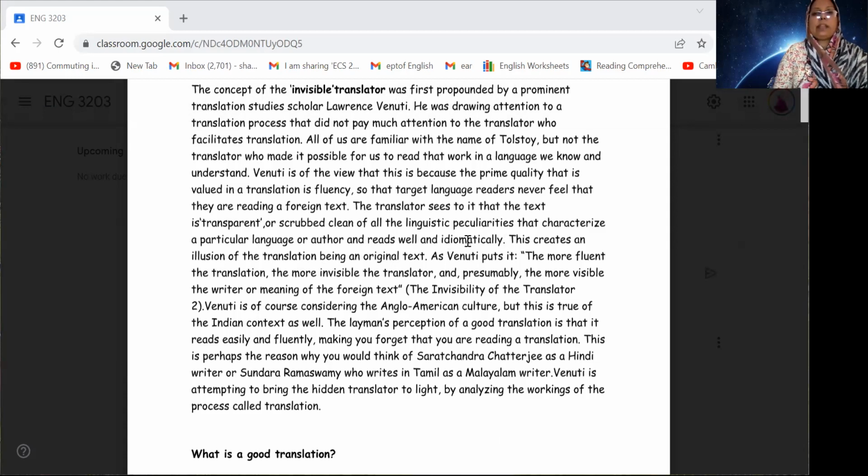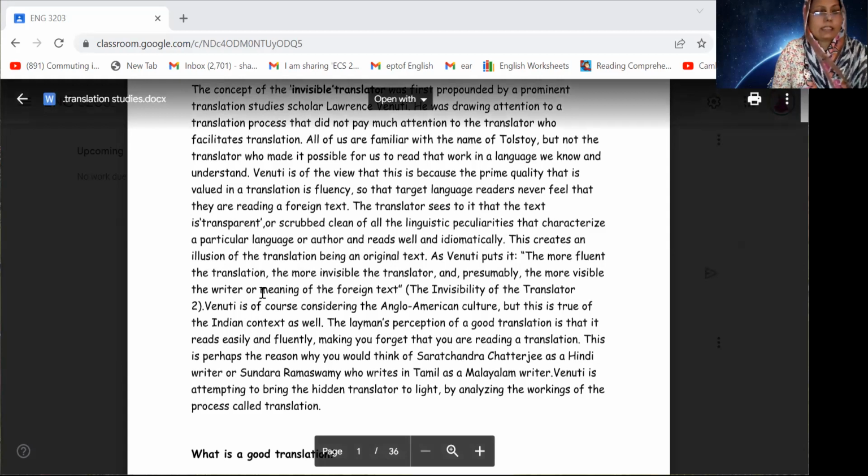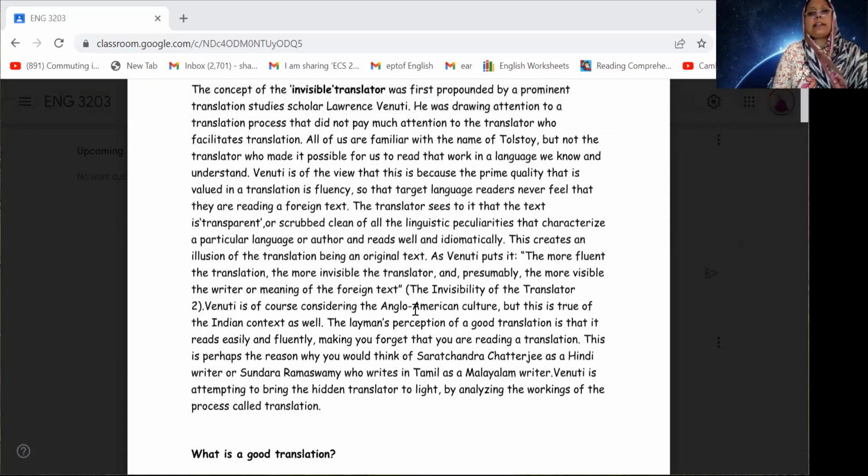Idioms they can follow, and they can understand the hidden view of the writer. This creates an illusion of the translation being an original text. A false impression forms in the reader's mind that they are reading an original text, but it is not an original text.